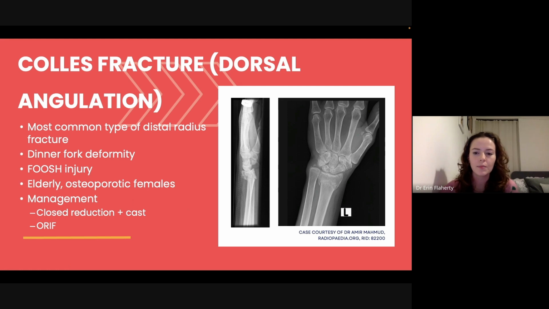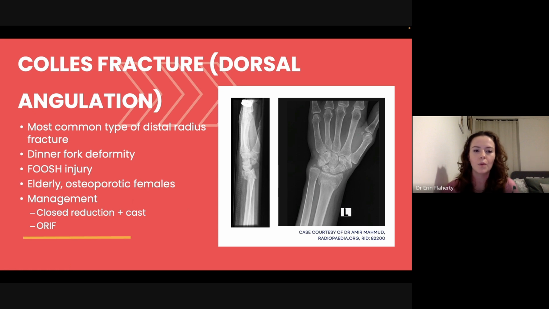If the joint's really unstable or it's not able to be reduced in ED in a very good way, then sometimes we'll have to take them to the operating theatre, and we do what we call an ORIF, which is an open reduction internal fixation. So open reduction just means that you're opening up the skin to be able to get down into the bones, and internal fixation means that you're using maybe wires, plates, screws, those sorts of things to put it back into place. And then again, they'll be casted up and seen back in clinic following this.